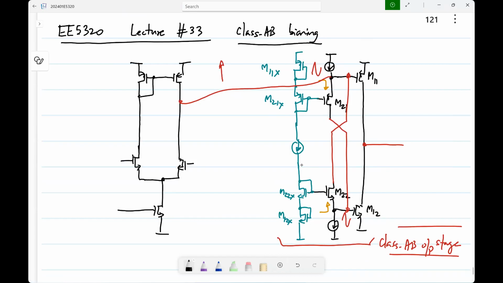Any questions on this class AB biasing? You can also try to come up with these things, right? The basic principle is, you have two devices. Class A bias, one side is fixed, only the other side current varies with the signal. Class AB means both sides vary with the signal. If the upper one increases, the lower one decreases, and vice versa. That's all. So any bias arrangement that you come up with which achieves this will also work.